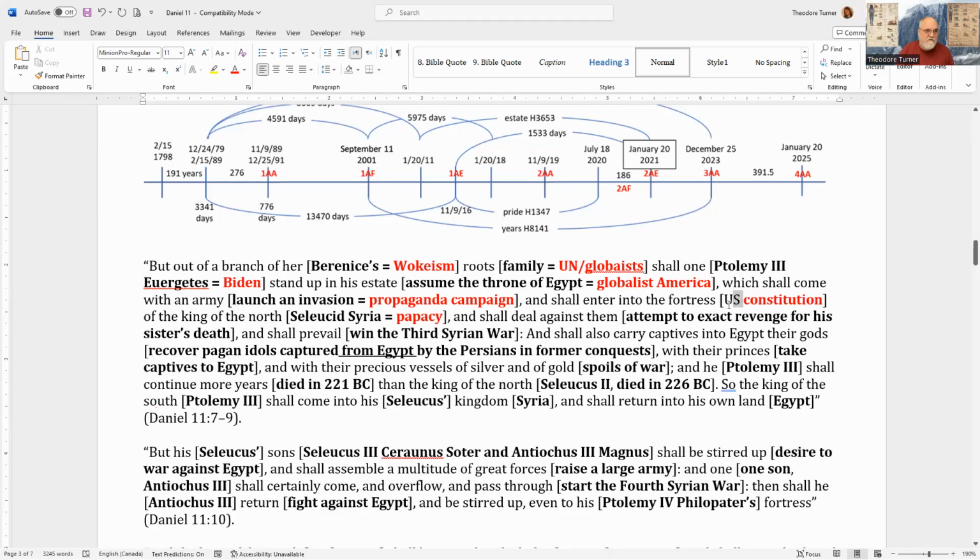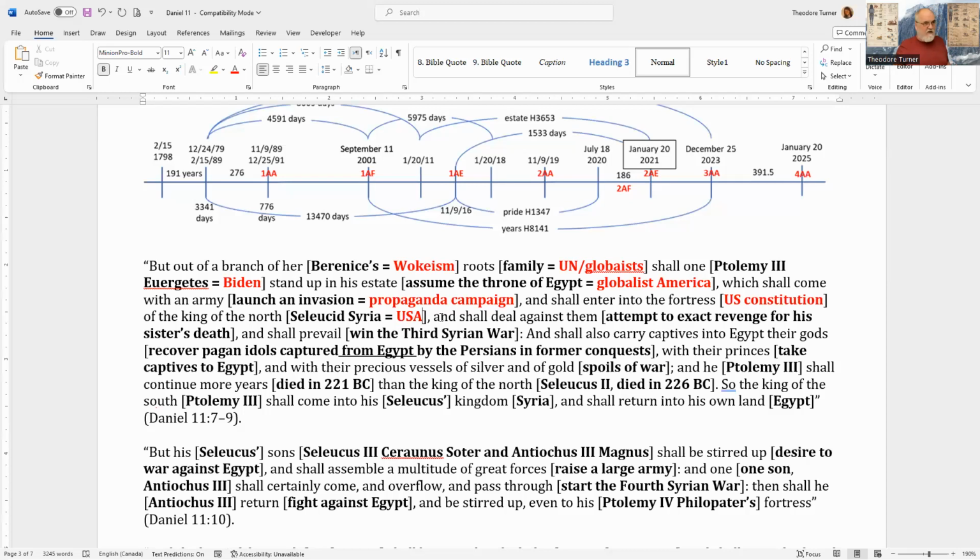Any thoughts on that? That should be correct. Okay, so that's how we've come to understand it. And so this is an attack on the US Constitution. That's what the fortress is, of the King of the North, Seleucid Syria. This is the USA, right? Now, when we say it's the USA, remember we have the King of the North is the USA. We're saying Seleucid Syria.